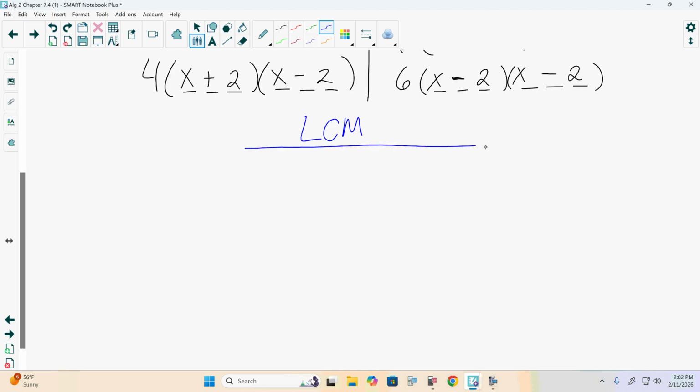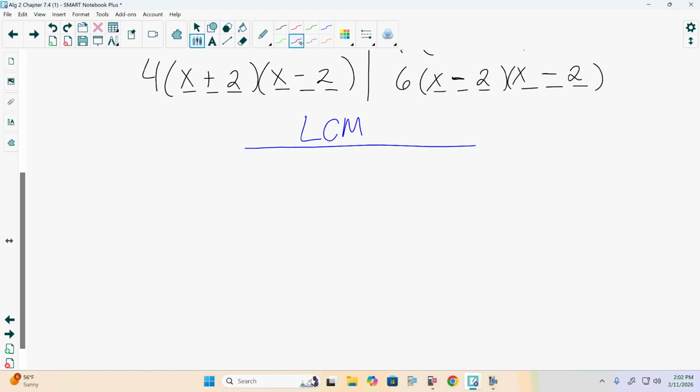So now that we have it factored, we can find the least common multiple. For the first one, I try to start with the factors that are outside the parentheses. So in this case, the two numbers we have outside the parentheses are 4 and 6. So we're trying to find the first number we can turn both 4 and 6 into. It is not 2, because 2 would be the greatest common factor, not the least common multiple.